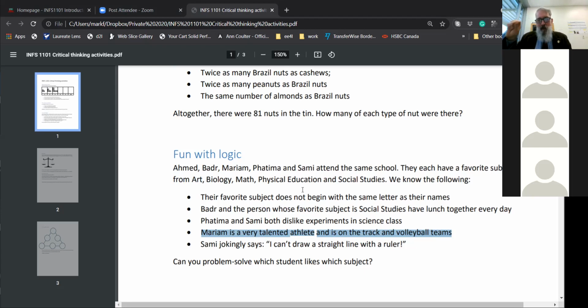What that means is that the favorite subject of Ahmed cannot be physical education. The favorite subject of Badr cannot be physical education, okay? The only person whose favorite subject can be physical education is Miriam. So we've got a start. I would put those names down there.